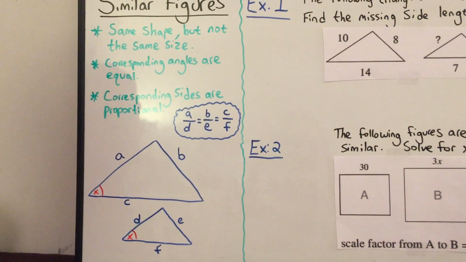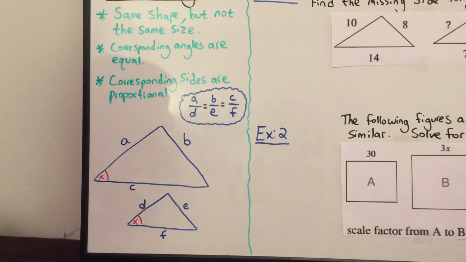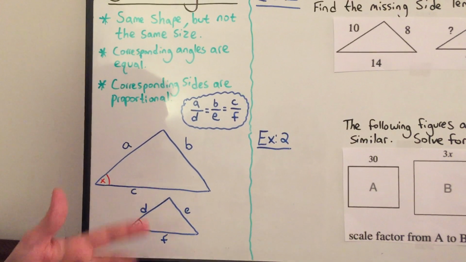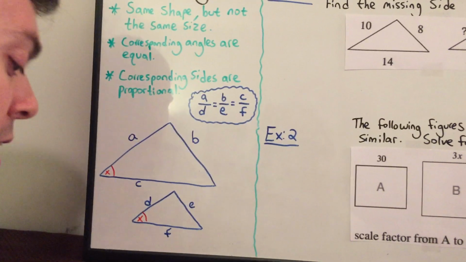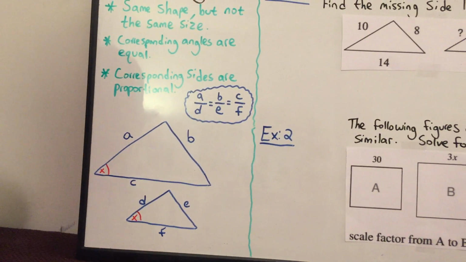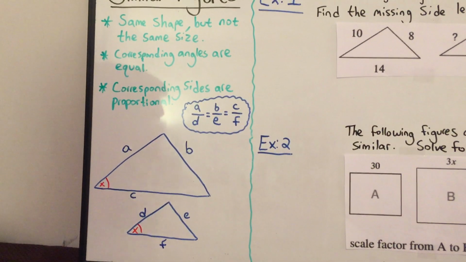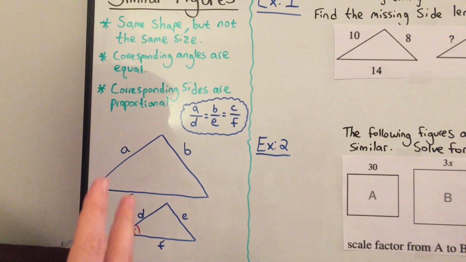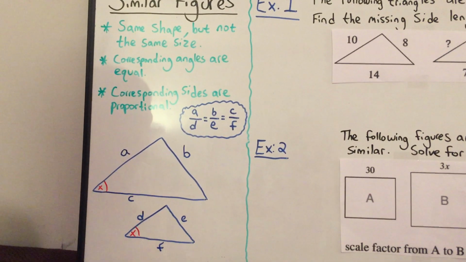Second, corresponding angles are equal. Now, I know some people might be thinking, what is corresponding? I remember learning with parallel lines and corresponding angles. What does that have to do with triangles right here? So this is what it has to do with triangles. Let's take a look at these angles I already have. So what corresponding means is also matching. These angles right here are matching angles.